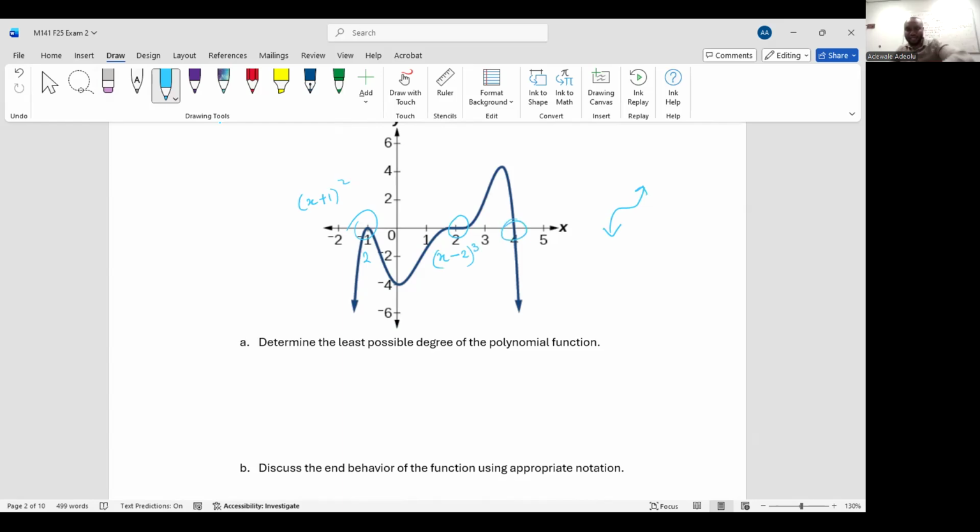This behaves as a line. So that is x minus 4. The 0 there is 4. So raised to power 1. Remember, degree is the addition of all the multiplicities. So 2 plus 3 plus 1, 6. Done.